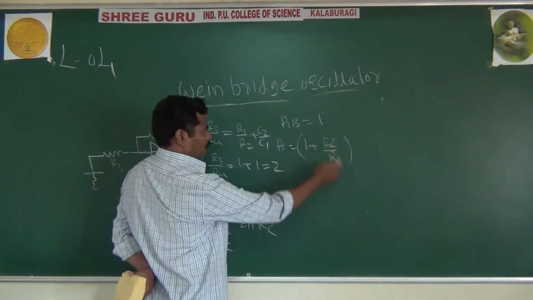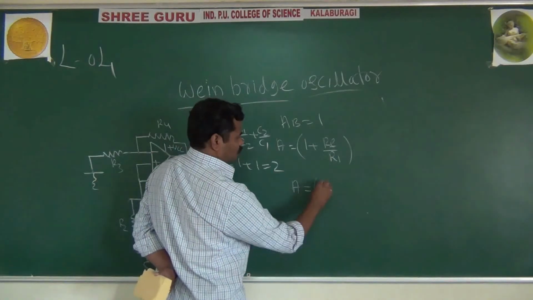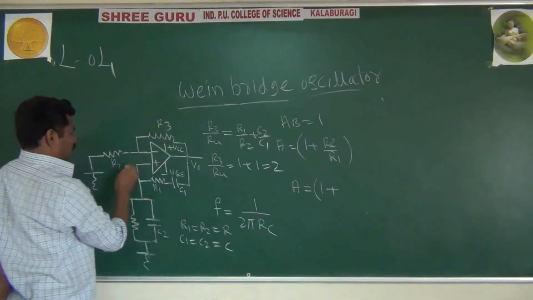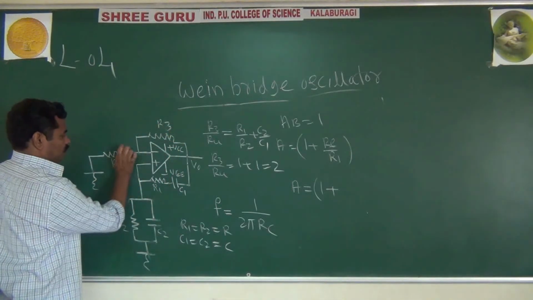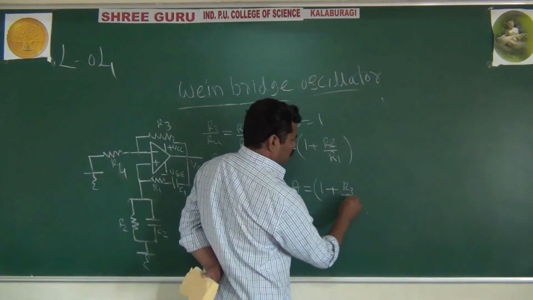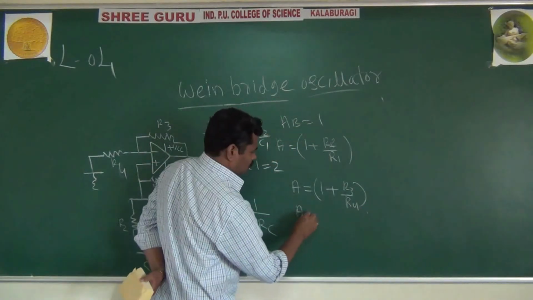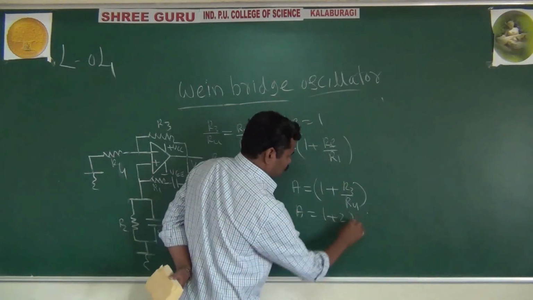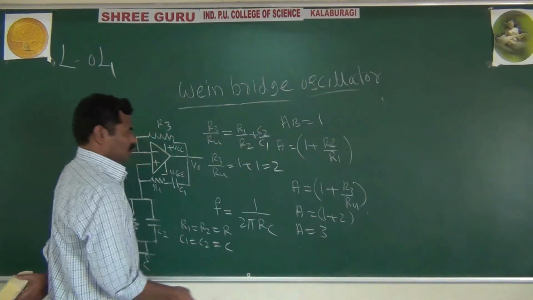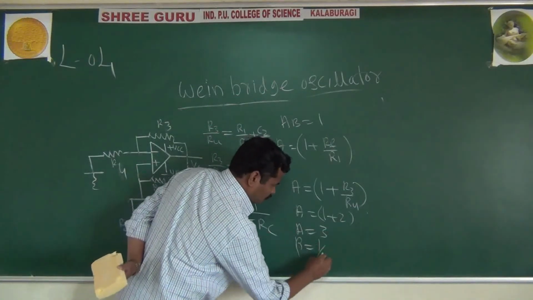And for A, it is 1 plus R3 by R4. That becomes A equal to 1 plus 2. That is nothing but A equal to 3. And if A is equal to 3, then beta equal to 1 by 3.